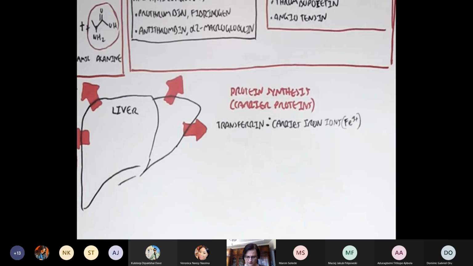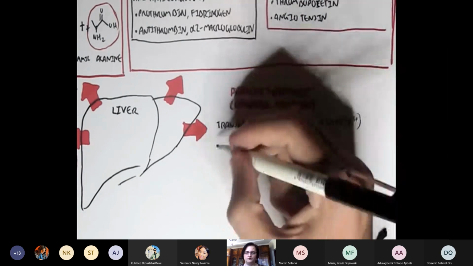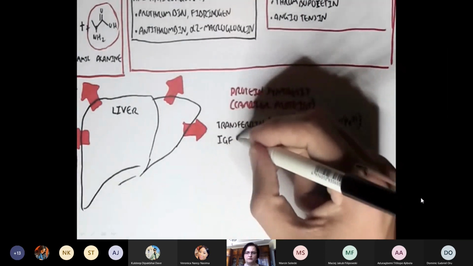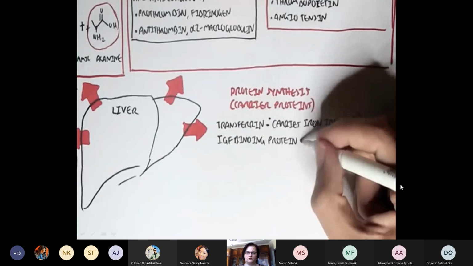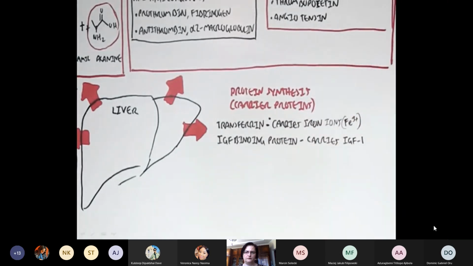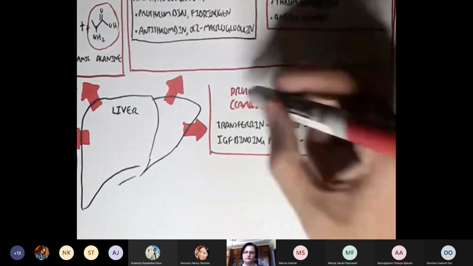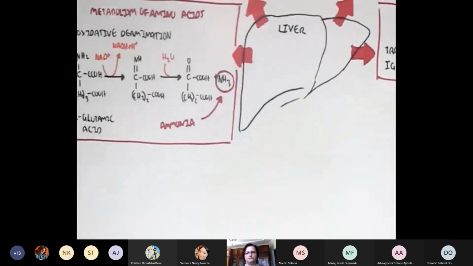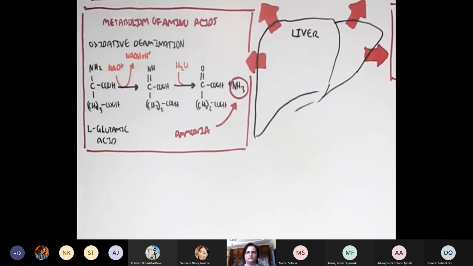Another carrier protein is IGF, insulin-like growth factor binding protein. And this carries insulin-like growth factor 1, which, if you remember, is also produced by the liver. And if you remember, insulin-like growth factor 1 is important for growth and development.